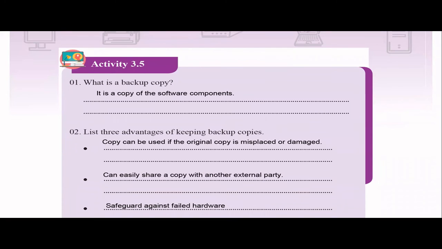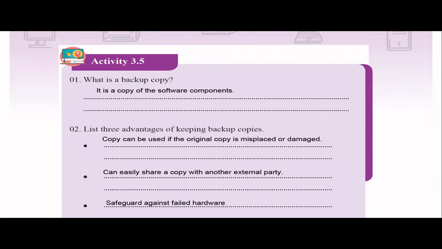Okay, activity 3.5. What is a backup copy? So backup means a copy of some of your software components, your data or information, or it can be some kind of application related data. So you are keeping another copy, right? This copy can be made sometimes yearly, sometimes monthly, sometimes daily, sometimes hourly. So it depends on your application.